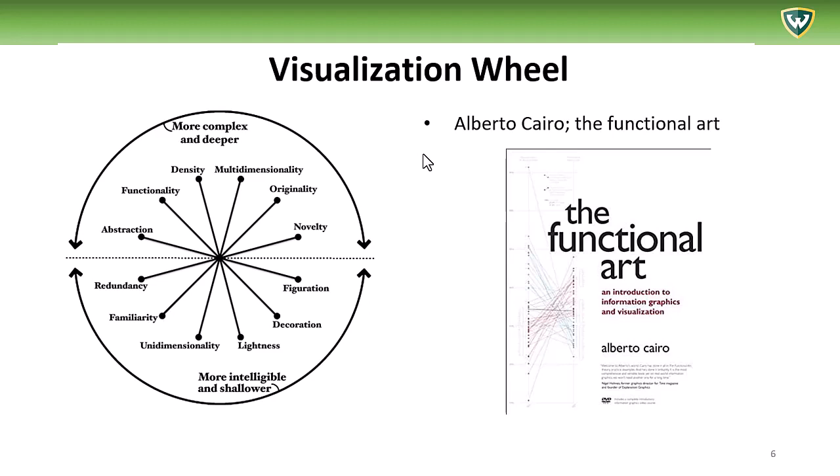So there's a number of dimensions. So for example, density, and then the other side of it, the lightness. So one set are more complex and deeper dimensions or categories, and the other one is more intelligible and shallower, or at least more intelligible at first sight. So let's discuss these a little bit farther.